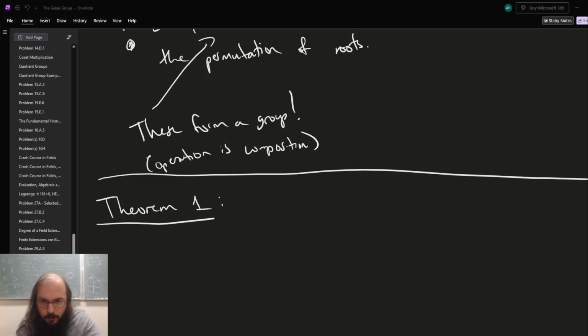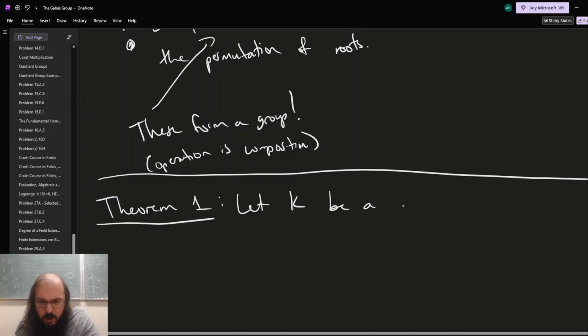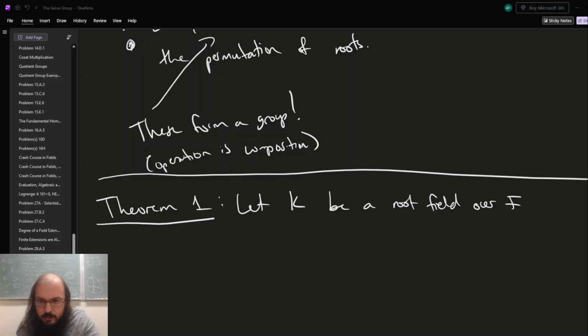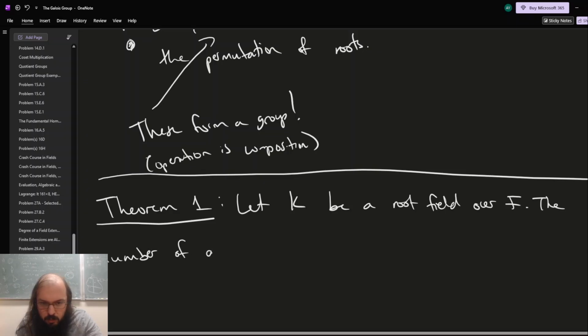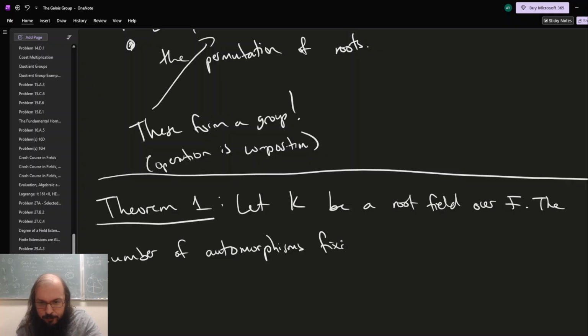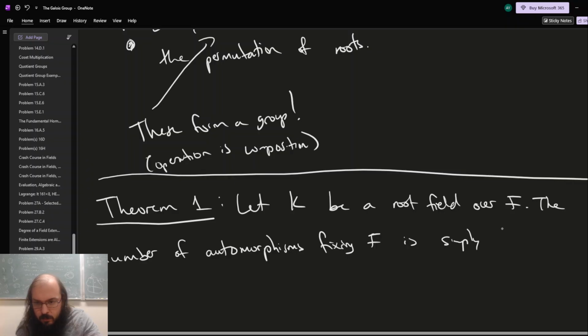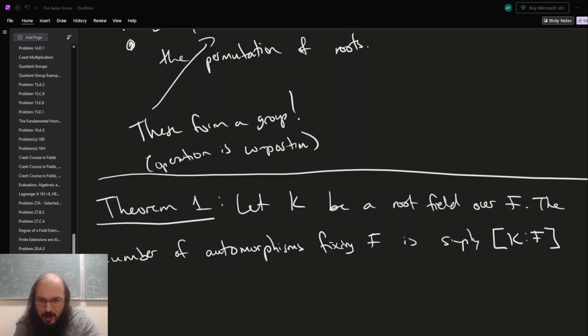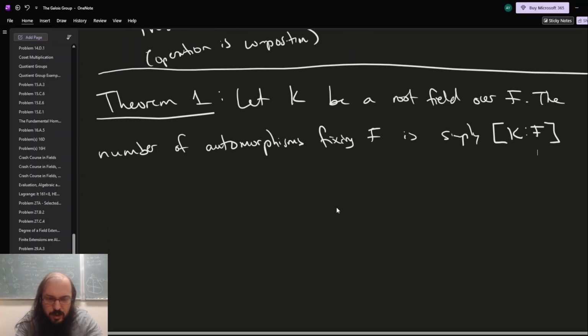So the theorem for now is, let K be a splitting field, a root field over F. The number of automorphisms fixing F is simply, the word simply is not part of the theorem, that's my embellishment, but it's the degree of K over F. And the proof of this, very straightforward proof.